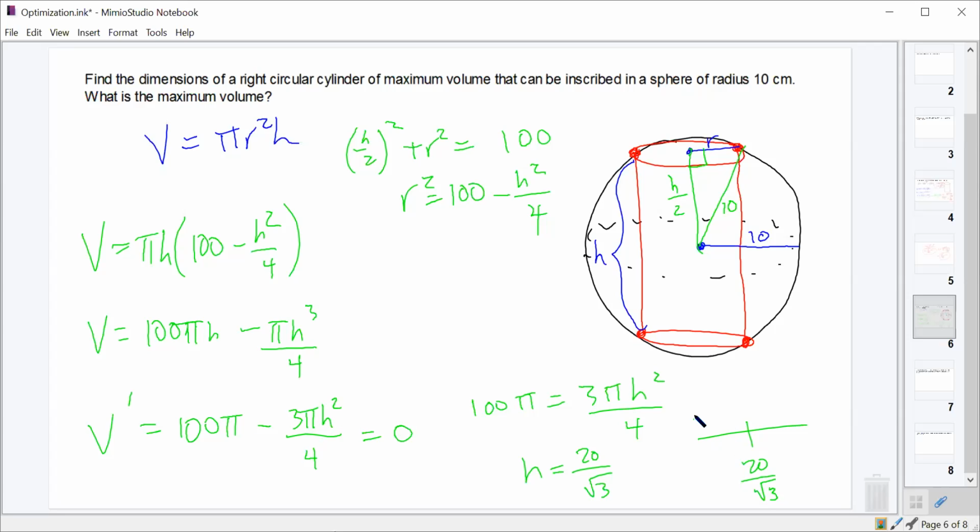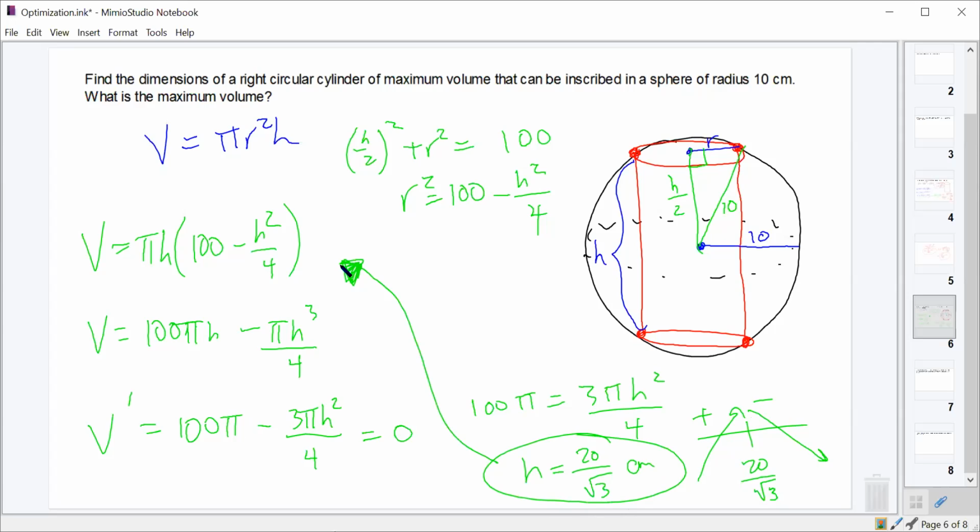All right, if we plug in something less than that, like 1, into our derivative, we'd get 100 pi minus 3/4 pi, definitely positive, so increasing. And something more than 20 over root 3, let's say 19. 19 squared is 361, divided by 4 ought to be about 90-ish, times 3 is 270, so we got 100 pi minus about 270 pi. That'd definitely be negative. So we have a max when the height is 20 over root 3 centimeters. And I know it asks for the max volume, but all you'd have to do is just plug that into your volume formula to get the volume of that cylinder.